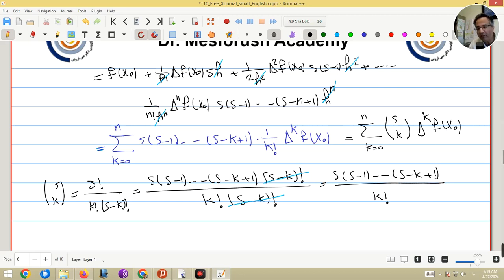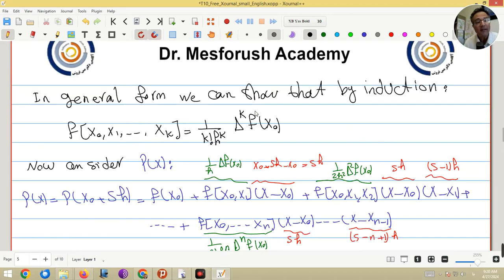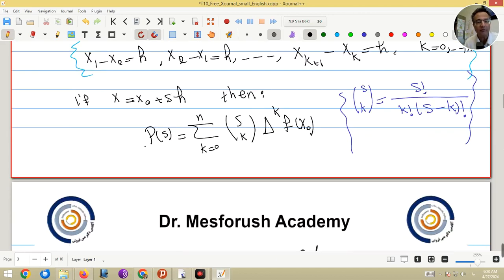f of x0. But there is one very important thing: you cannot use this combination for a real, non-integer number, but we just use the sign of the combination here, just the notation. Okay, so this is the proof, and in fact I could find p of s by this formula.